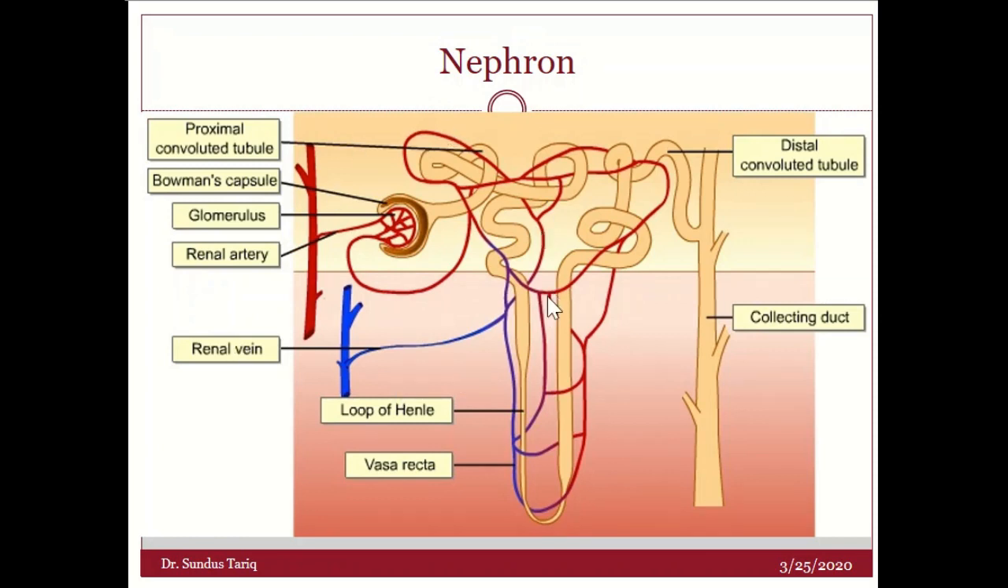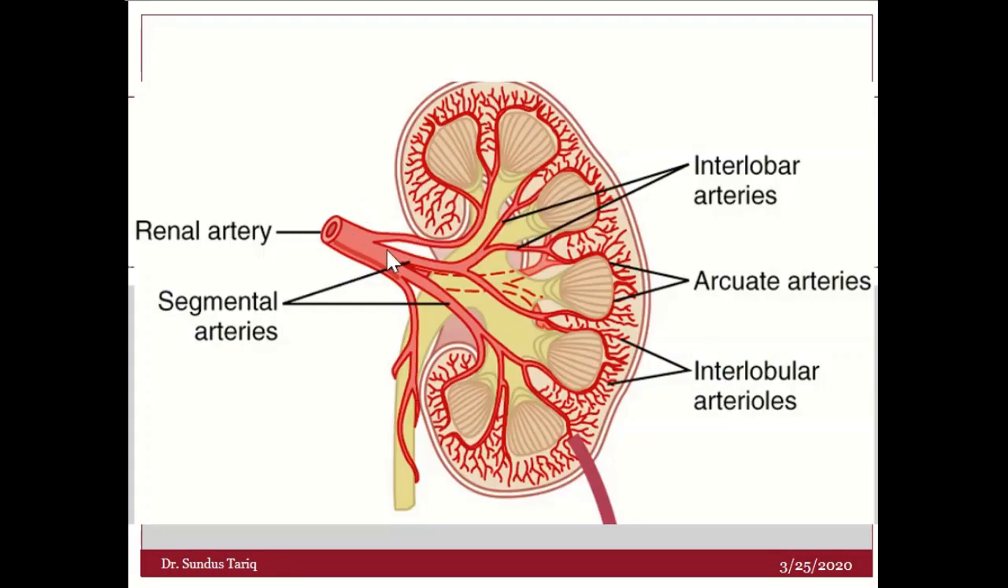Again, the same structure of a nephron. Over here, we will also discuss the arterial supply of the nephron because it is important in the process of filtration and formation of urine. The kidney is supplied by a renal artery that divides into segmental arteries. Segmental arteries give rise to interlobar arteries. Interlobar arteries further give rise to the arcuate arteries, and arcuate arteries give rise to smaller branches which are called the interlobular arterioles.